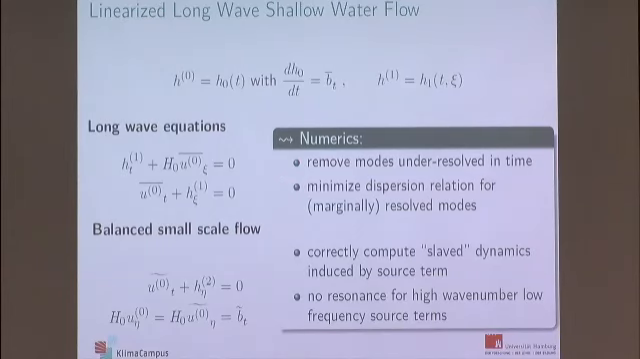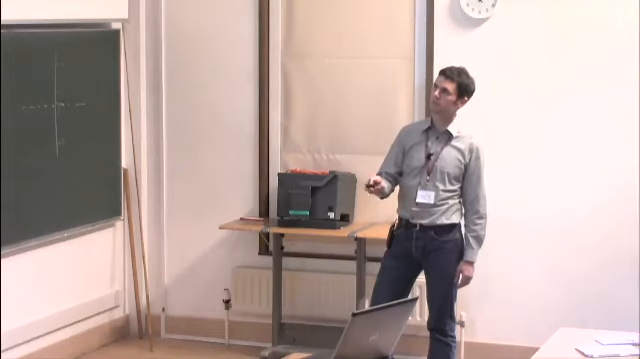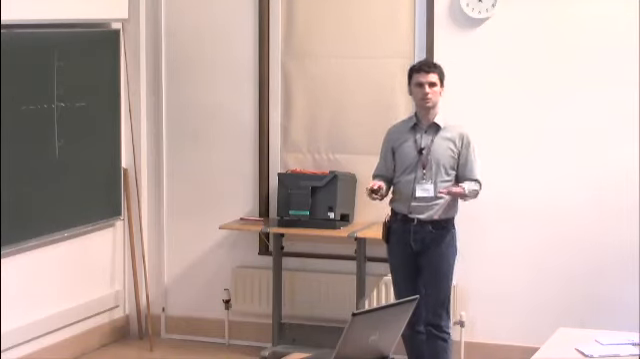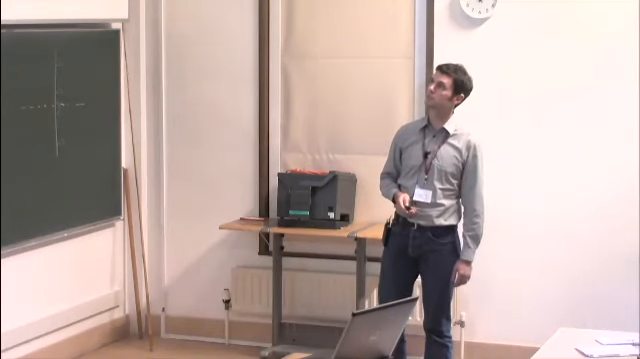So the goal is, on the one side, to remove freely propagating modes which are under-resolved in time by the scheme. But we want to minimize the dispersion relation for resolved or also marginally resolved modes. For the small scale, we want to correctly compute the dynamics which are given by the source term, so the balance. But we don't want to have any resonant effects which are produced by these acoustic waves, for example, or gravity waves which are induced by the time evolution of the bottom topography. And everything should be done with second order accuracy.